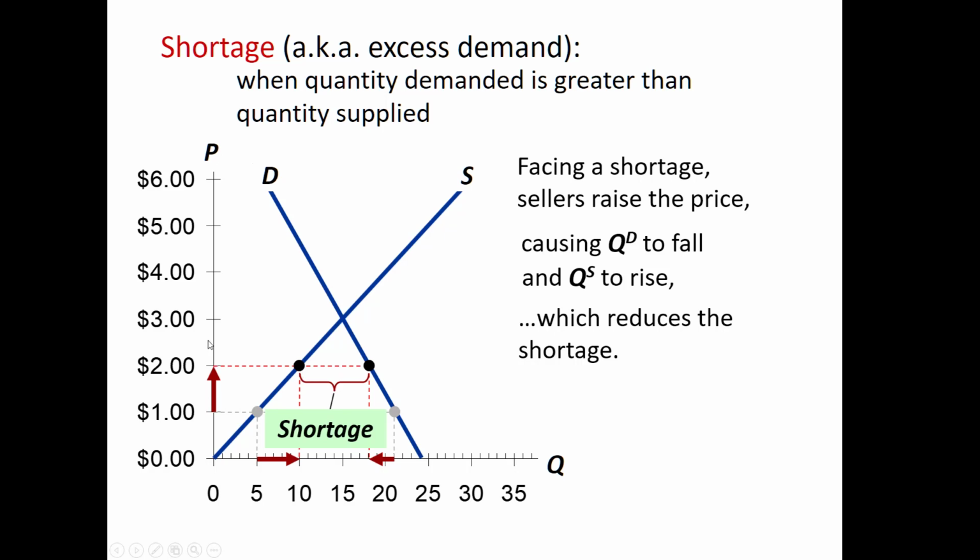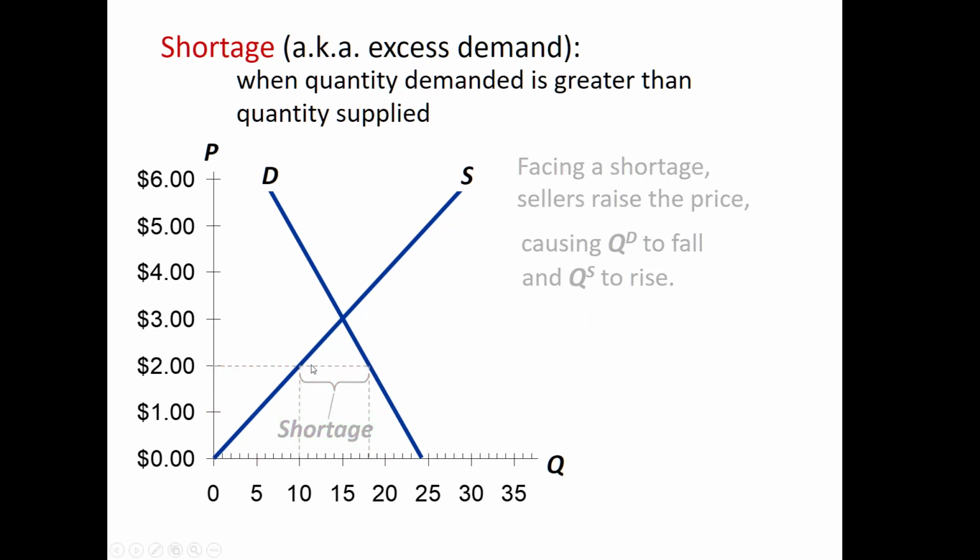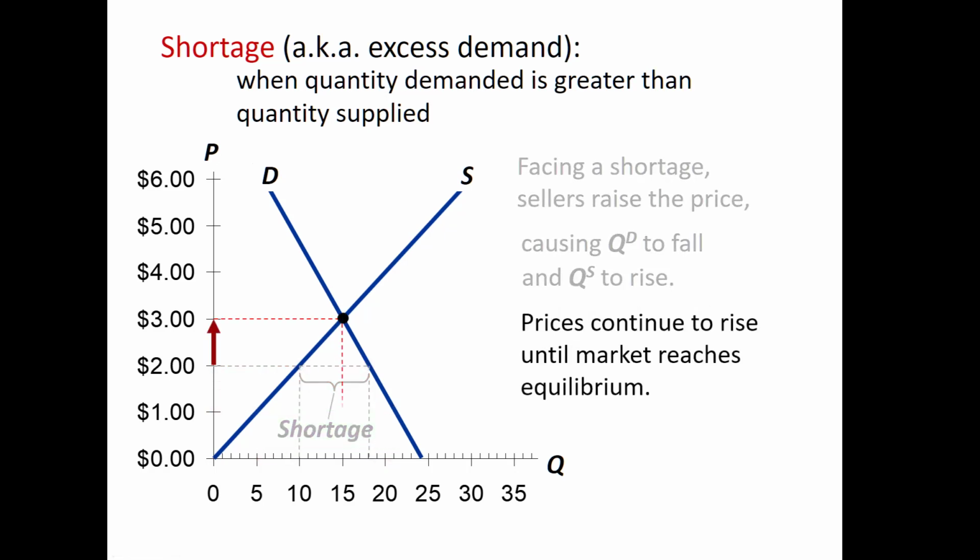As long as price is below 3, it will continue to rise towards 3, because whenever the price is below 3, demand is larger than supply. So the process continues until the market reaches the equilibrium again. So, without any intervention, any government intervention, suppliers and demanders interact and the market by itself reaches an equilibrium.